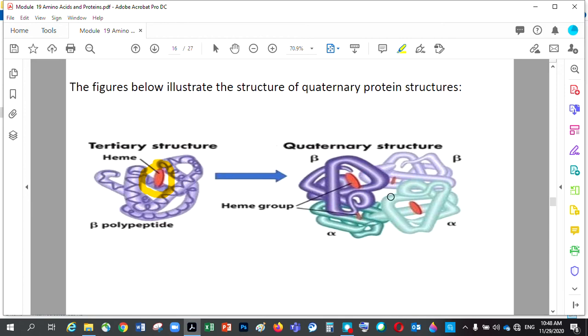So I can make a quaternary made of two alphas. This is one, this is two betas, sorry, two beta chains and two alpha chains. So we have 4 units. Quaternary means 4. Quaternary structure is made of 4 chains, and the heme is in between here. You can see it trapped in between the alpha and the beta chains.